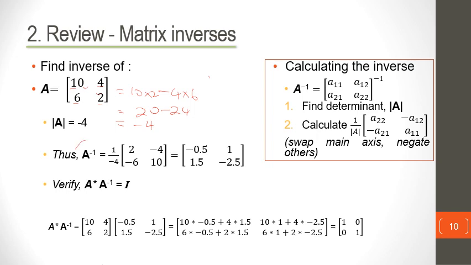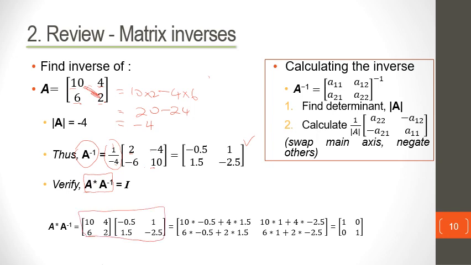Therefore the inverse is going to be 1 over the determinant, and then we swap 10 with 2, so 2 comes in place of 10, and we negate the rest. 4 becomes negative and 6 becomes negative. And then we can take this 1/4 and multiply it throughout. So we find that this becomes our A inverse. Because we know how to verify the inverse, we know that if you multiply a matrix by its own inverse, we should get an identity matrix. So we can do that calculation here.